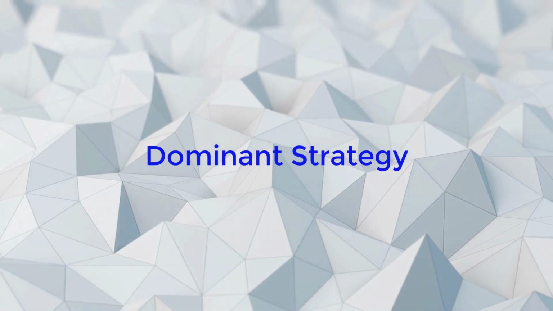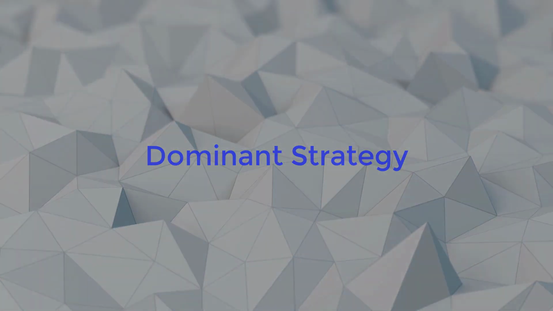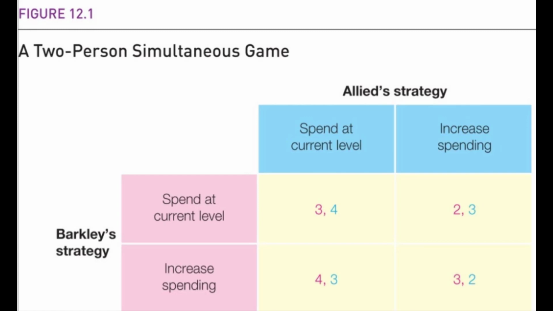So, okay, what is a dominant strategy? I think some of you already heard the words dominant strategy somewhere else. So let's look at this example of figure 12.1. Again, simultaneous game between two players, Barkley and Allied, right? Each player can take action of either spend at current level or increase spending. Each player can choose either of these two at the same time.